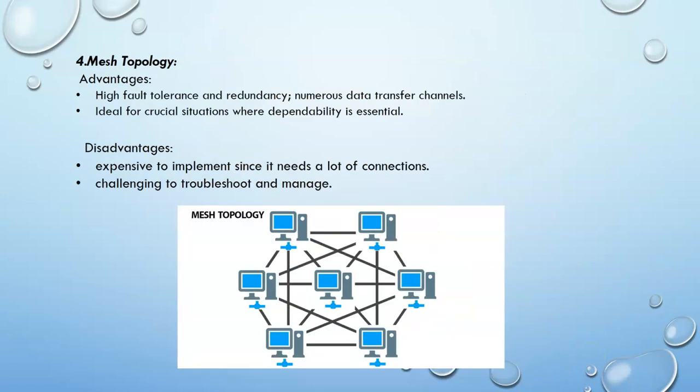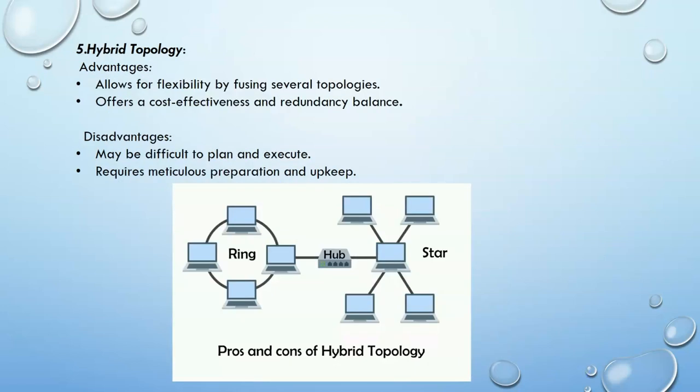This is the mesh topology. In the mesh topology, the advantage is high fault tolerance and redundancy. The disadvantage is that it is expensive to implement since it needs a lot of connections. This is hybrid topology, which allows flexibility by fusing several topologies. The disadvantage is that it may be difficult to plan and execute.